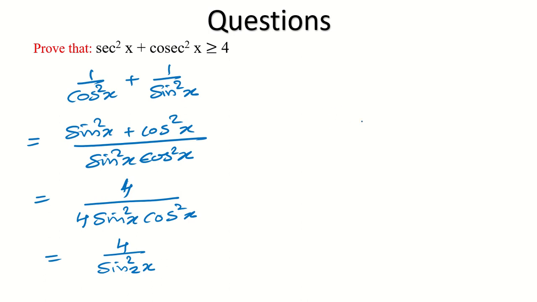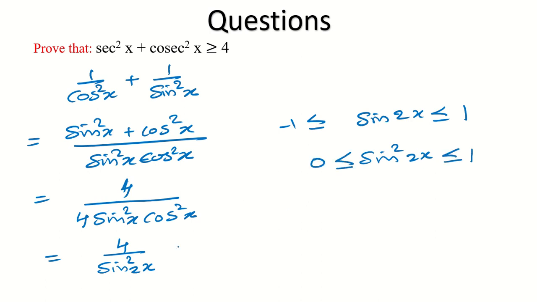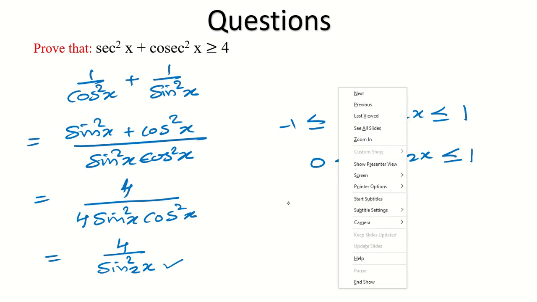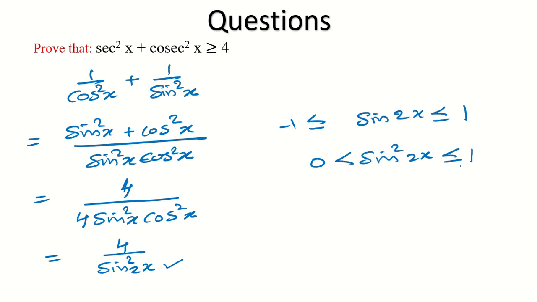Now, you have studied that range of sine is what? Minus 1 to 1. So, what will be the range of sine square 2x? It will be from 0 to 1. But here sine square 2x is in denominator, so it cannot be equal to 0. So it can be 0 to 1. Now 0 to 1 means any fractional number, say for example 0.5, 0.6, anything from 0 to 1. Of course, it will be in the decimal.